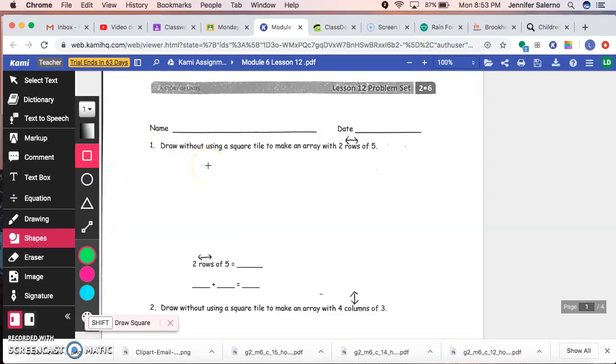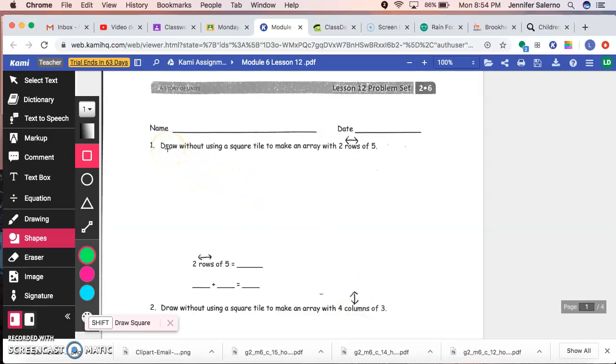And that's the same thing we're doing today. We're still going to be making those arrays using the squares with no spacing, no gaps, which means no spaces between them, okay? And again, we need to be very careful to pay attention to the word rows, which means across. As always, my arrows are there for you, and columns, which means up and down, okay? So let's look at number 1 together.